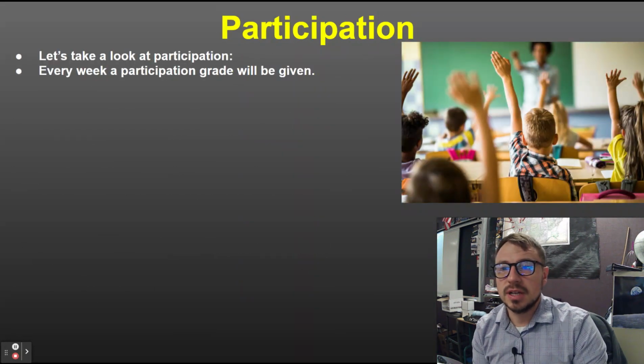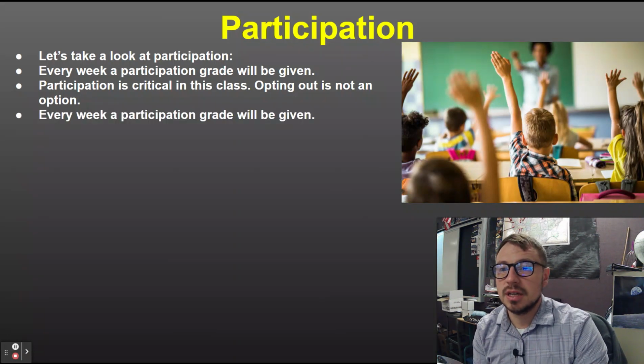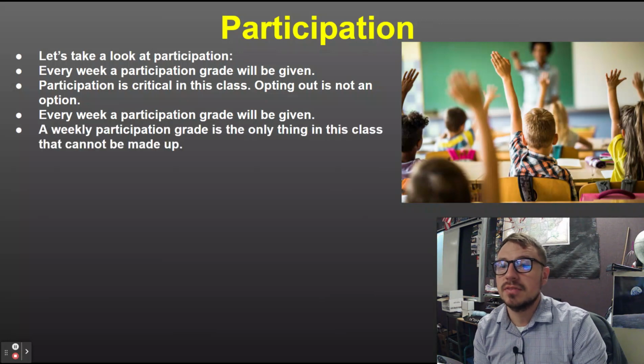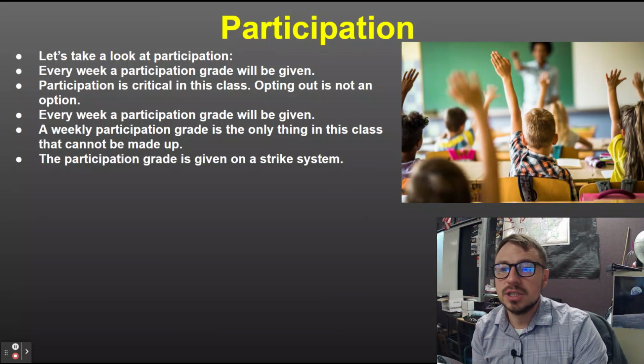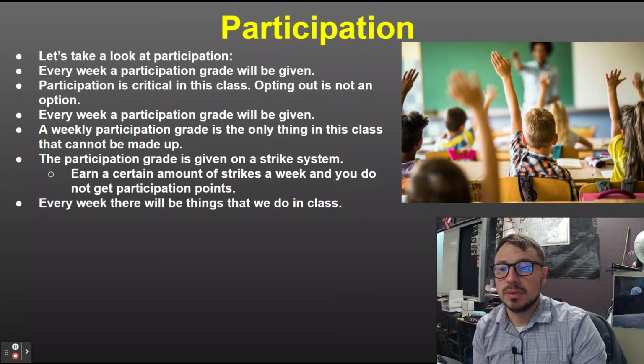So participation. Every week, a participation grade will be given. Participation is critical in this class. Opting out is not an option. A weekly participation grade is the only thing in this class that cannot be made up. The participation grade is given on a strike system. Earn a certain amount of strikes a week, and you do not get those participation points.